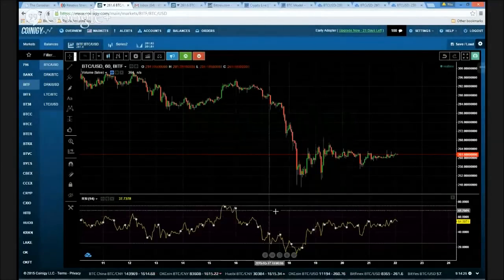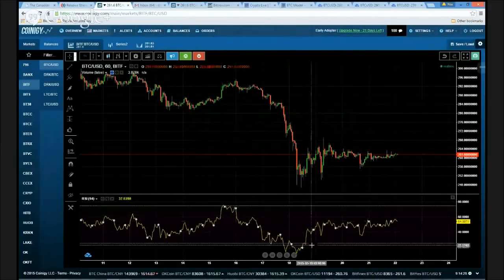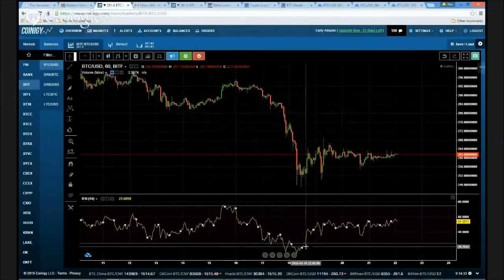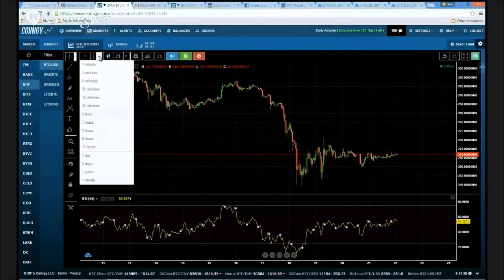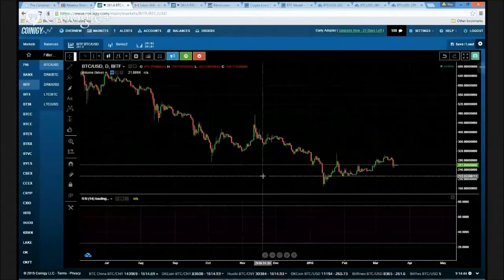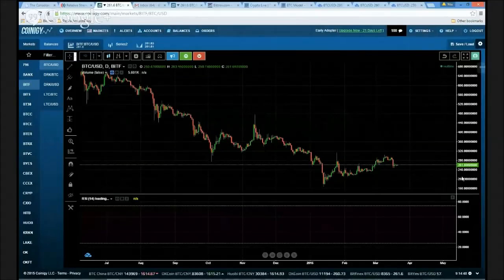The bottom line here is anything really above 70, I just set it to 75 and 25. Overbought, anything below, in this case, oversold. And as you can see, this is a 1-hour chart. We can apply this to any time frame if the chart will load. Just have to be nice and patient. All right, we're waiting.